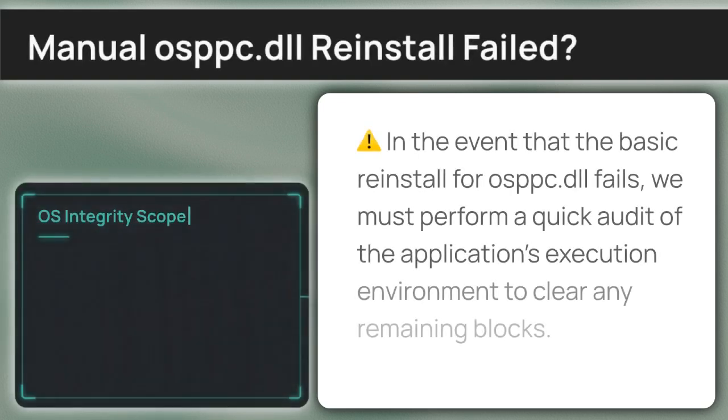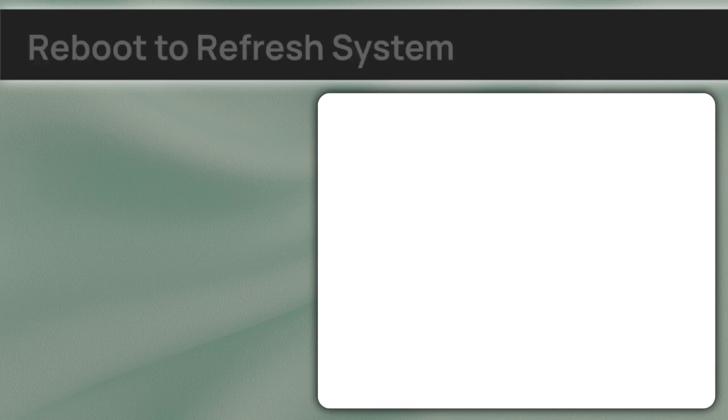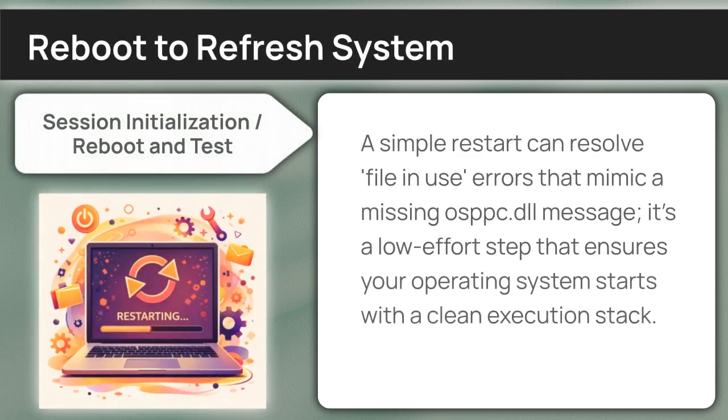If you're still seeing the missing file notification, we should attempt to force a synchronization between the software and the OS. A full system restart ensures that no background processes are currently locking the Office Software Protection Platform client file. A fresh boot allows Windows to reinitialize its library map from a clean state.